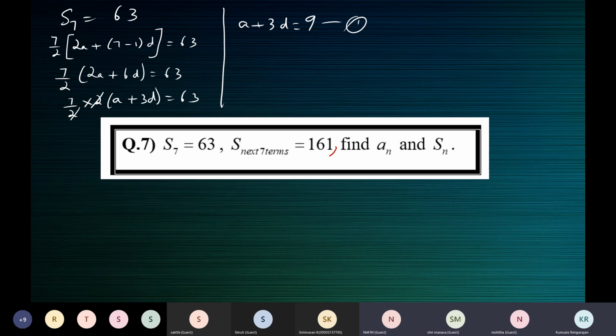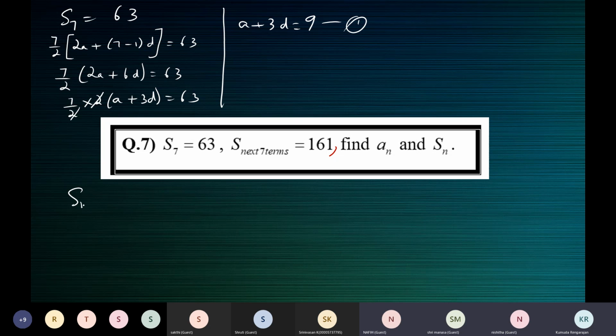The sum of the next 7 terms is 161. It's not S7. S7 means first 7 terms. This is the next 7 terms, that is from the 8th term to the 14th term. So we can create this equation in two different ways. So let's see the first one.